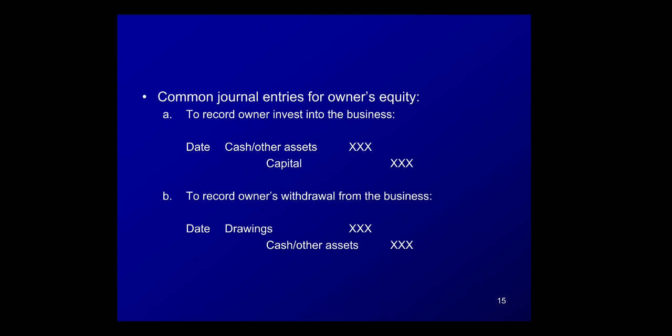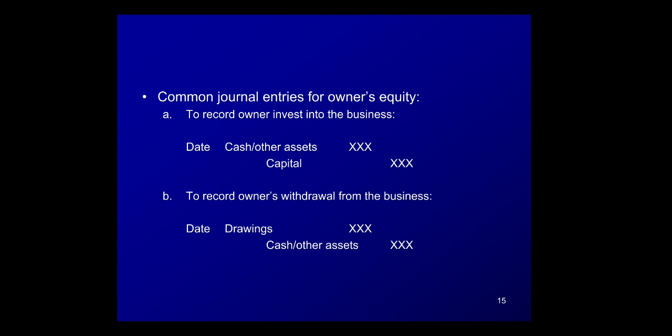Okay, let's see. The first journal entry that you have to know is how to record when the owner of the business invests an asset into the business. So let's say the situation is that you have a small grocery shop. After several months of operation, you think that your shop needs extra cash. So you take your own cash, $5,000, and today you put the $5,000 into the business. You invested $5,000 into the business. So how to record that?